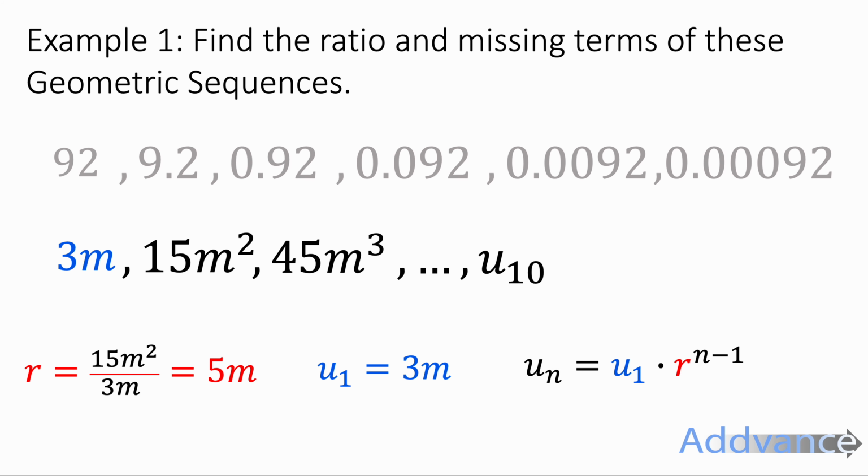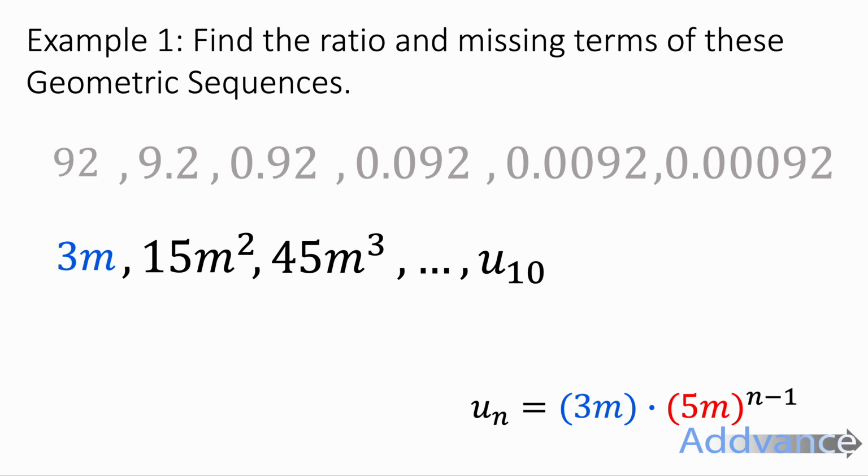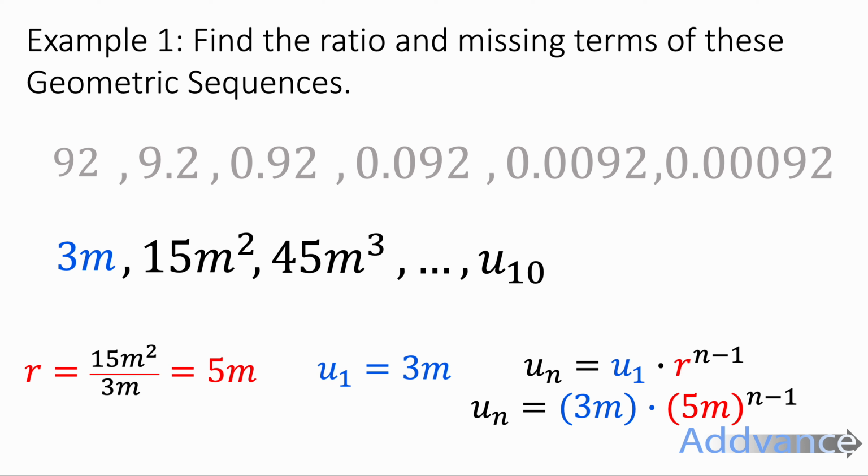Now we can use the equation. Un equals U1 times r to the power n minus 1. Substituting the values in there, U1 is 3m and r equals 5m. We now need the 10th term, and we substitute n equals 10 into this equation. We can do a little bit of simplifying here. So 10 minus 1 is 9, so the power is 9. And we can split 5m to the power 9 as 5 to the power 9, m to the power 9.